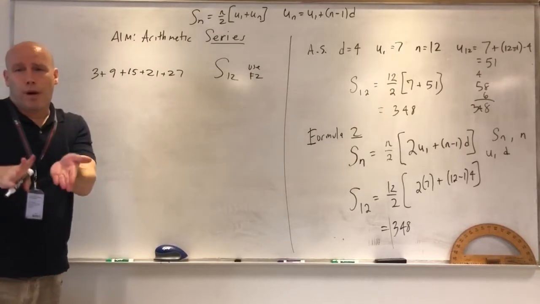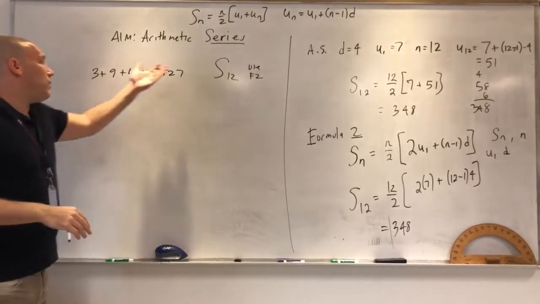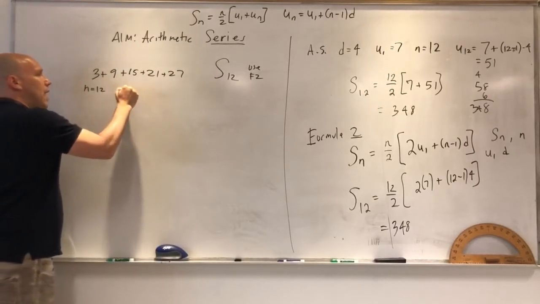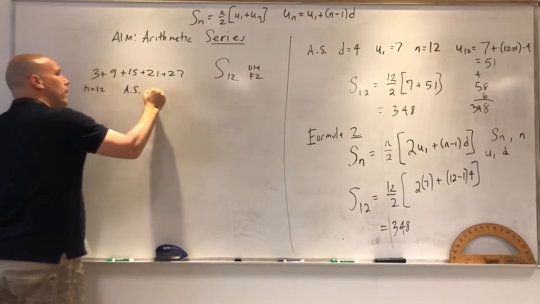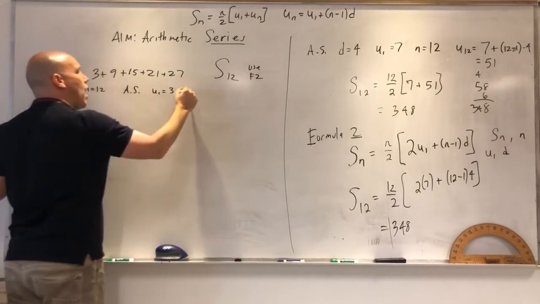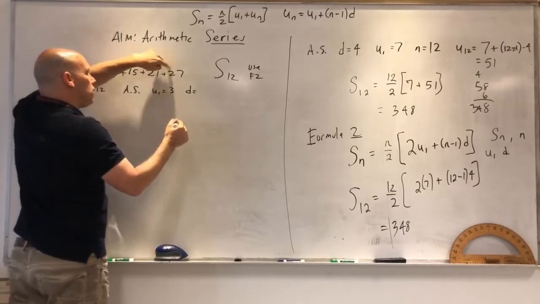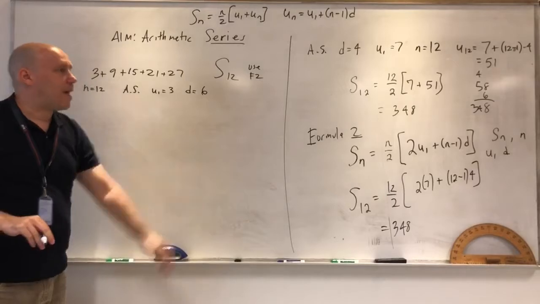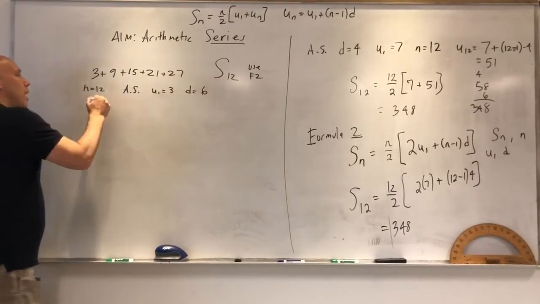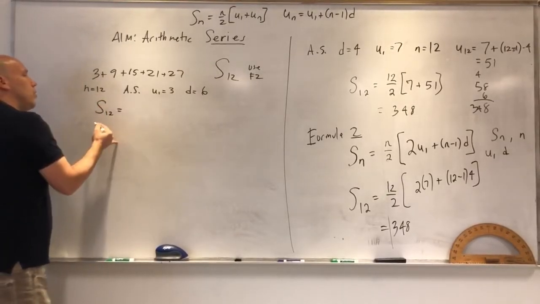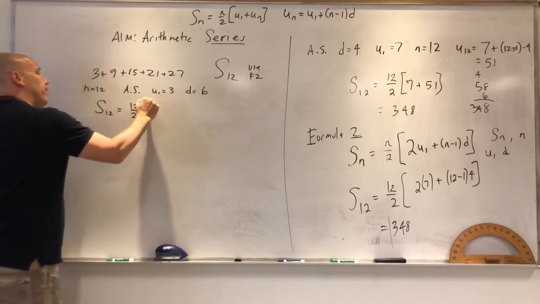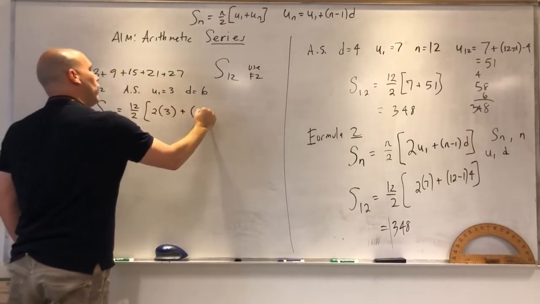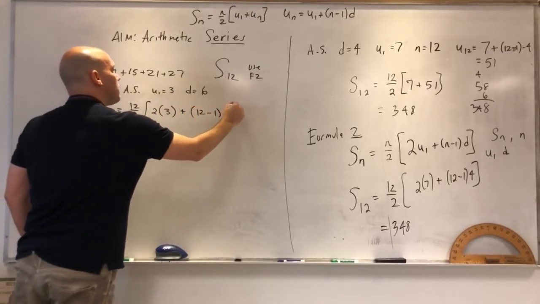Okay, you put it on pause, now we're back. So let's see. I know there's 12 terms. I know this is an arithmetic sequence. I know the first term's 3. I know the common difference is 6. Do I need anything else? No, I'm going to use my second formula. So I know the sum of the 12 terms is equal to 12 over 2, 2 times 3, plus 12 minus 1 times 6.